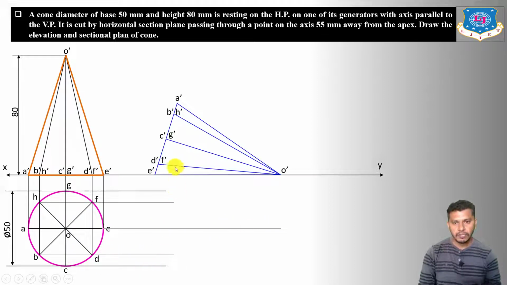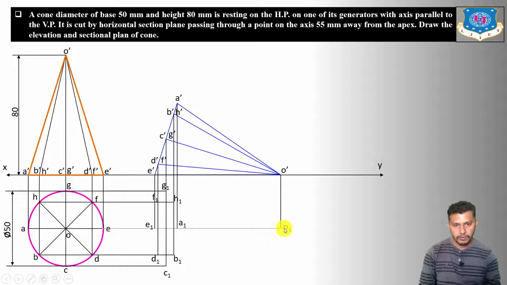Now take the projections from the elevation, that means from A dash, B dash, H dash, C dash, E dash, D dash, F dash, and E dash. So here we will get A1, here we will get H1 B1, here we will get G1 C1, here we will get F1 D1, and here we will get E1. So these are the projections of the base. Now also draw the projection of the apex point over here. So here we will get O1.